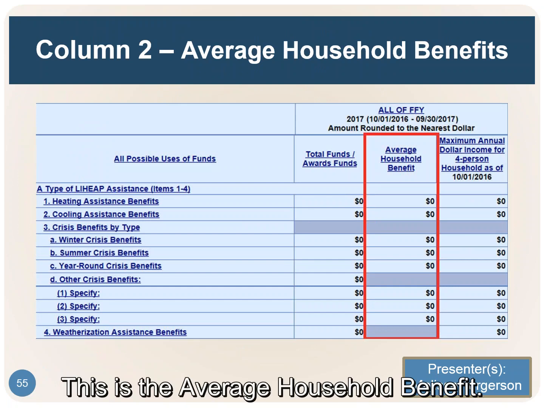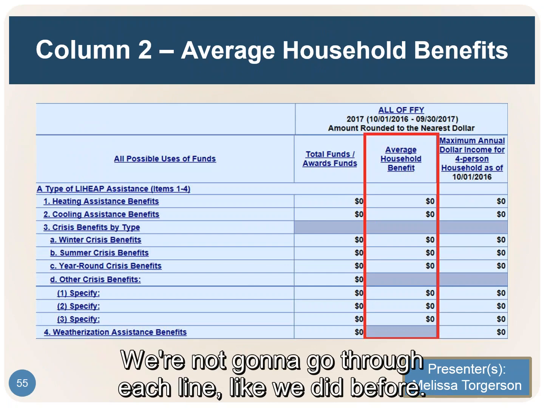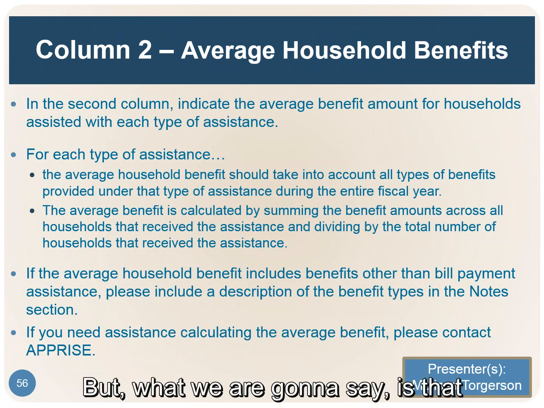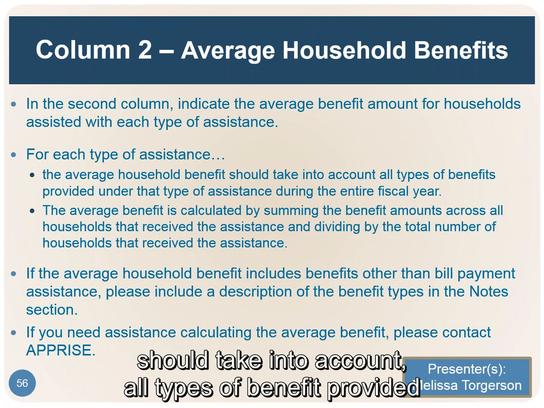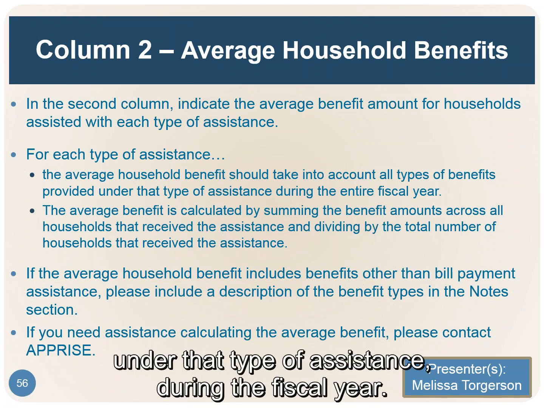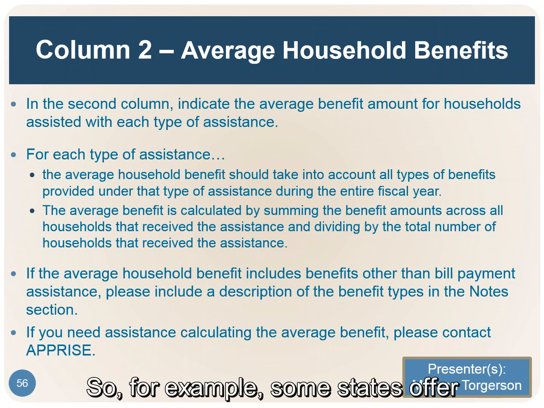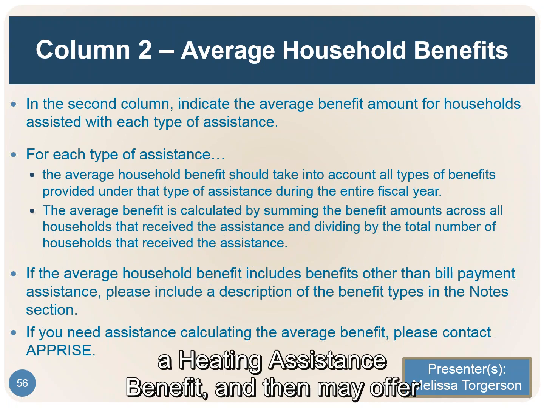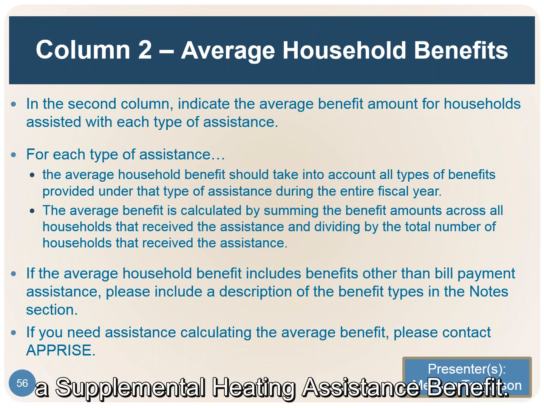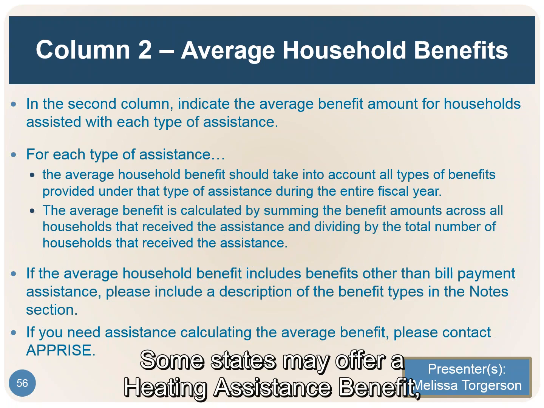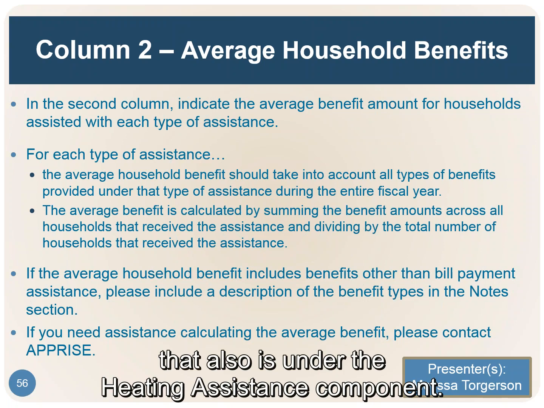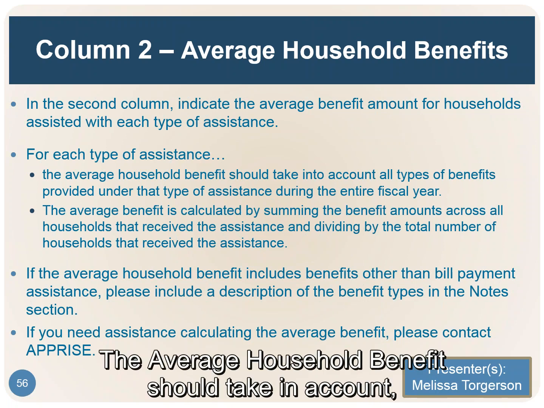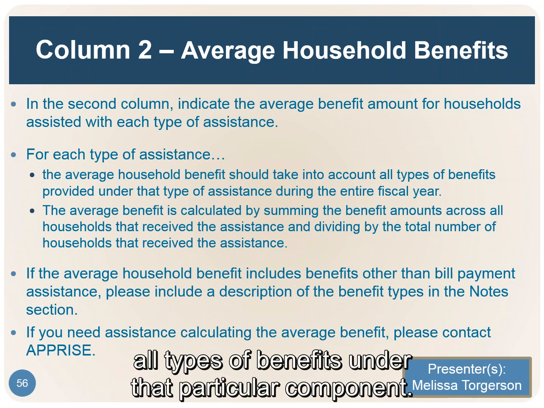This is the average household benefit. We're not going to go through each line like we did before, but what we are going to say is that for each type of assistance, the average household benefit should take into account all types of benefit provided under that type of assistance during the fiscal year. So, for example, some states offer a heating assistance benefit and then may offer a supplemental heating assistance benefit. Some states may offer a heating assistance benefit and a non-emergency furnace repair that also is under the heating assistance component.